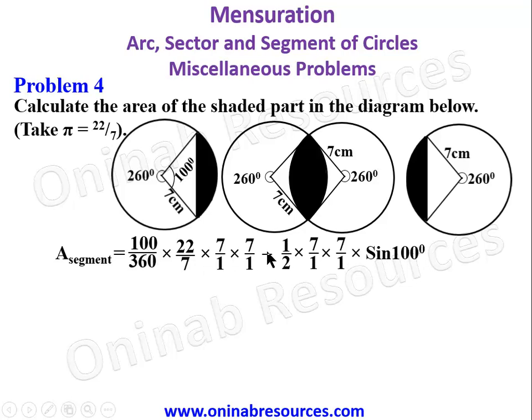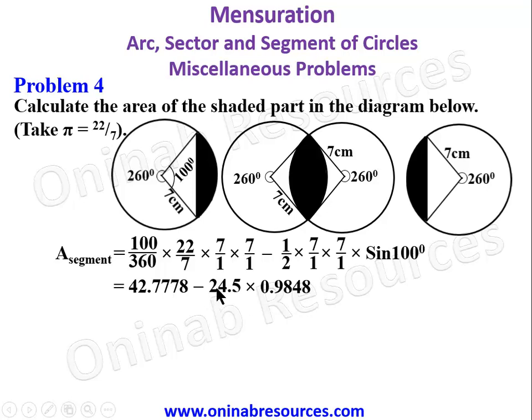So before the subtraction, we simplify. From our calculator, we have it as 42.7778 minus 24.5 times 0.9848, that is sine 100 degrees, is 0.9848.